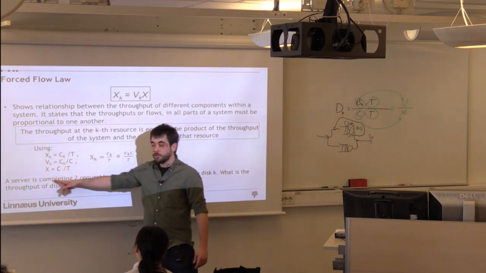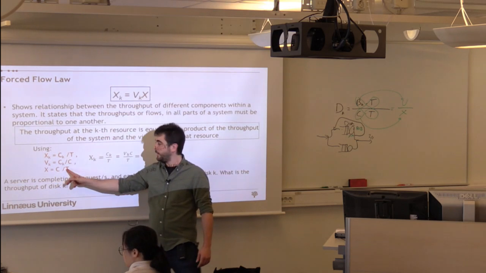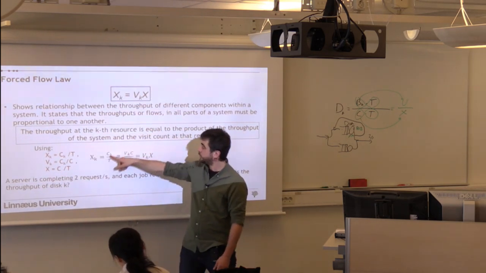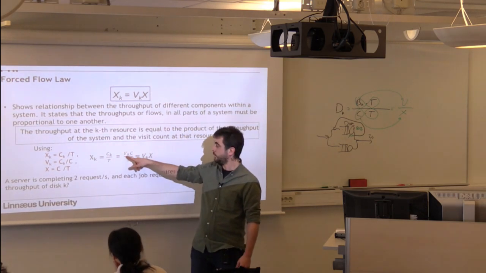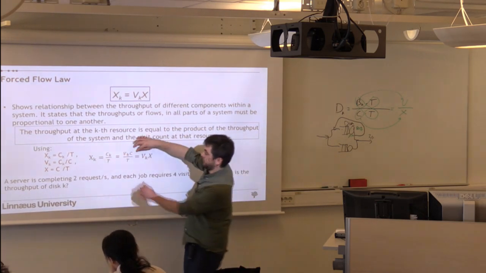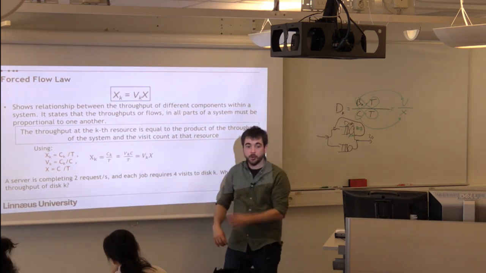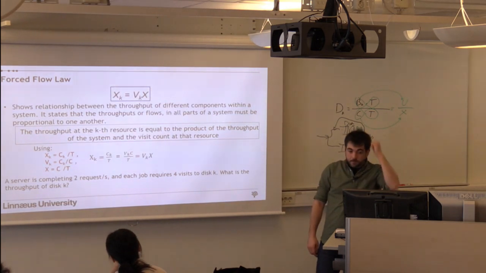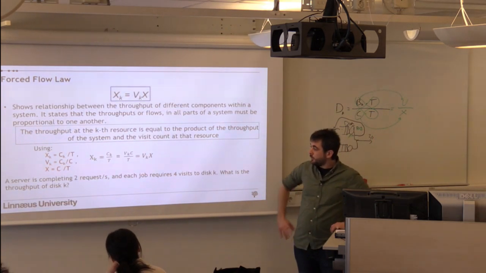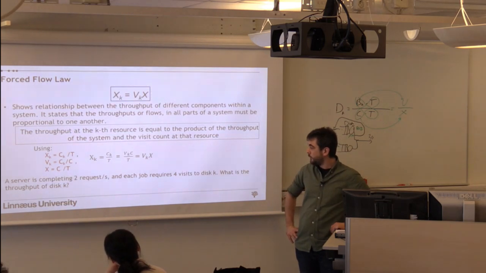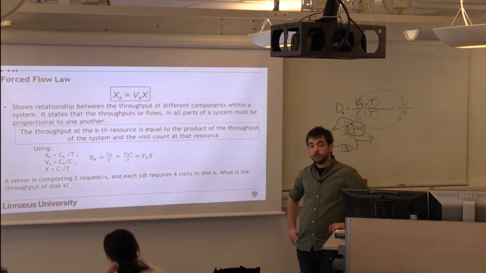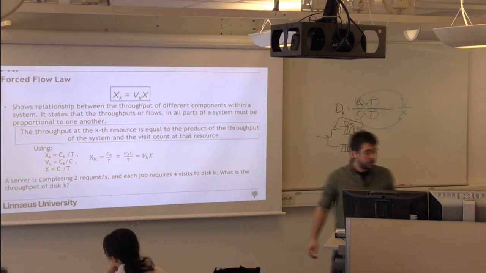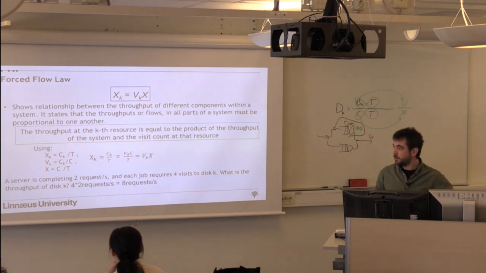And we know that the throughput is the number of completions in the system divided by the time, which is this. So we get that the throughput at the element k is equal to the number of visits to this element k multiplied by the throughput of the system. So if a server completes 2 requests every second and each job requires 4 visits to the disk, what is the throughput of the disk? 8. 4 times 2.